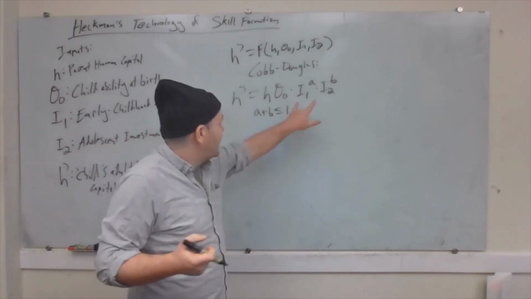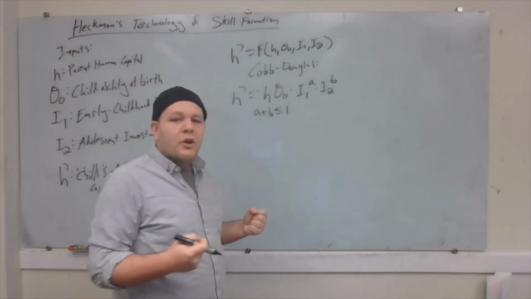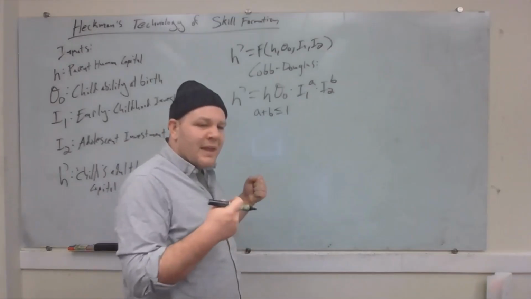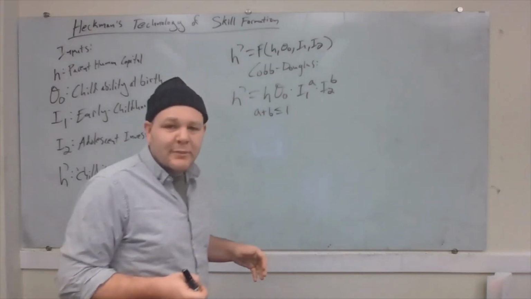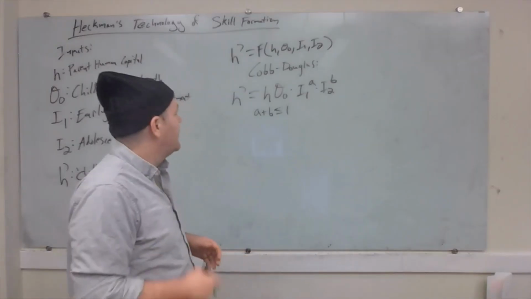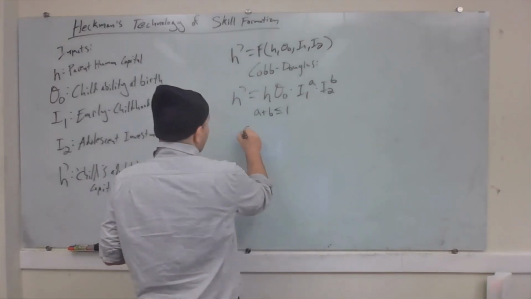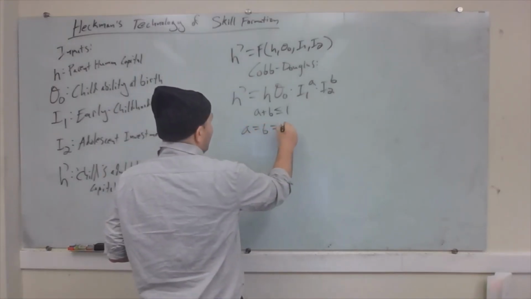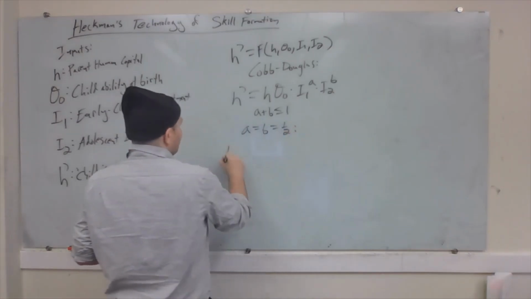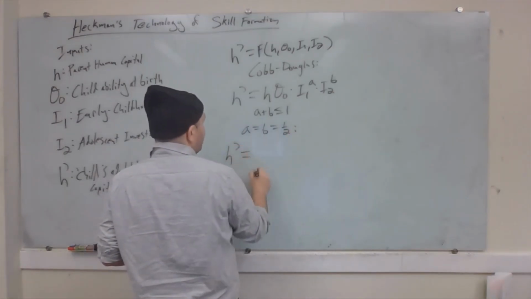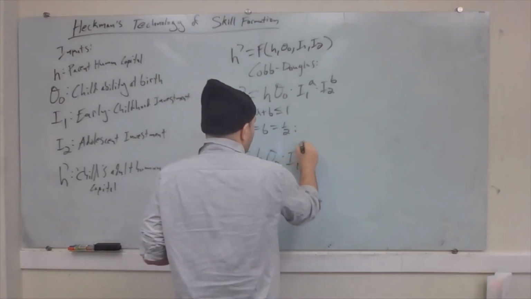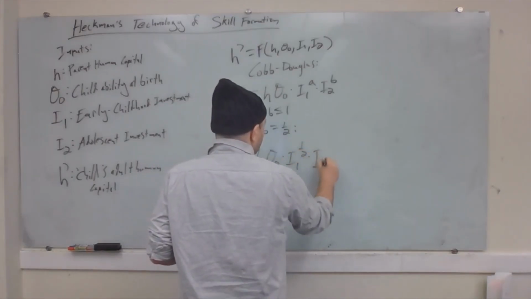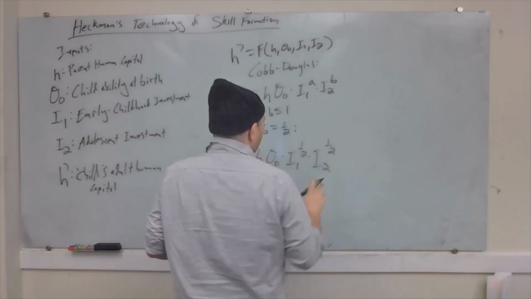overall, if you increase I1 and I2 together, you're going to get a little bit less increased earnings potential from large amounts of human capital investment than smaller amounts of human capital investment. Cool. So again, to make this concrete, let's pick A equals B equals 1/2, and then we can say H prime is going to equal H sigma naught times I1 to the 1/2 times I2 to the 1/2. Lovely.